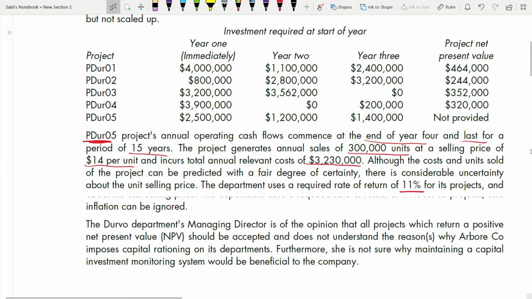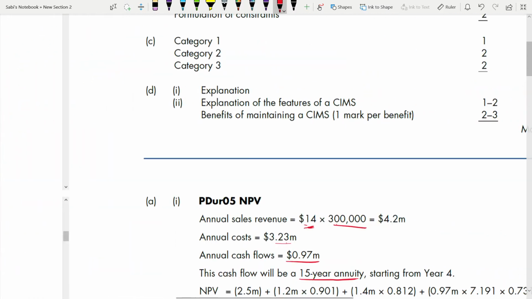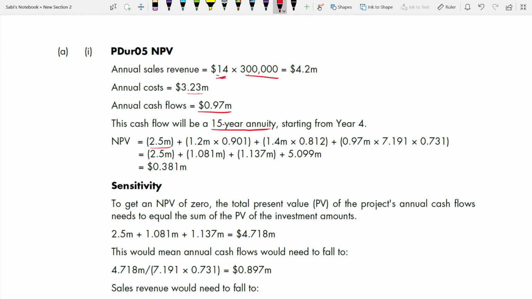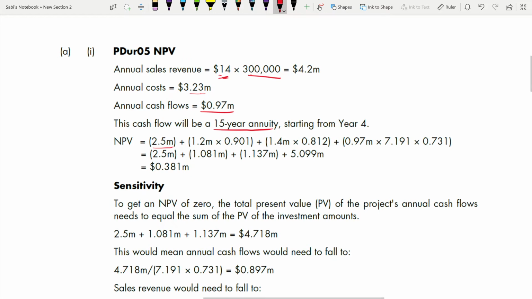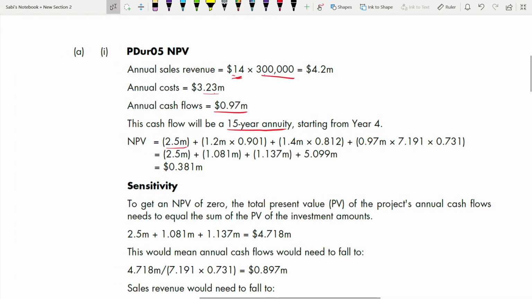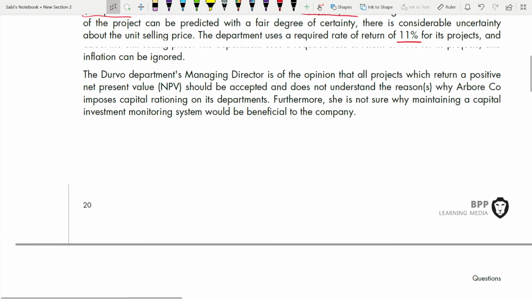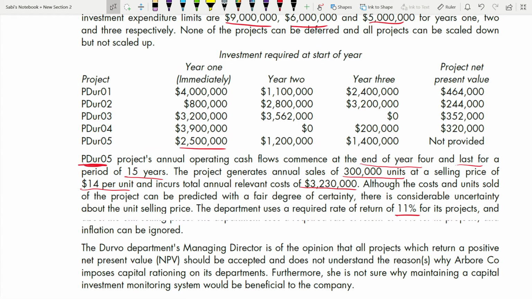What is the initial investment? It is 2,500,000. That's why here they are taking 2.5 in brackets. All these are your investment. Next, we have 1.2 and then we have 1.4. We need to discount these. What is the discount factor? 11%. It has been given at 11%, right?